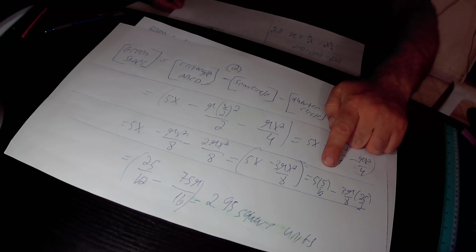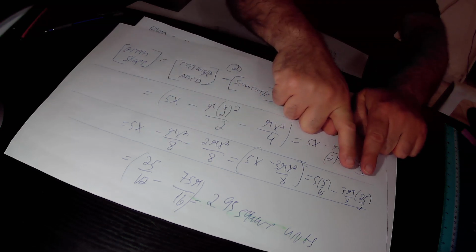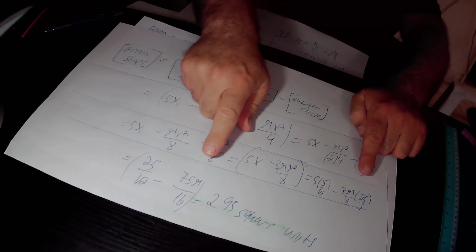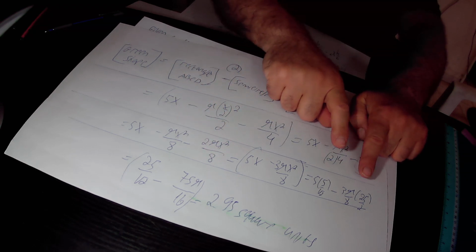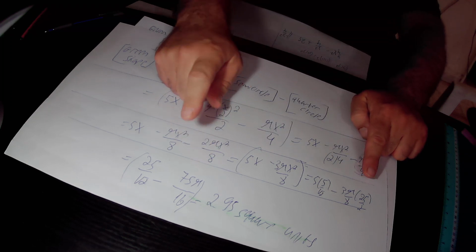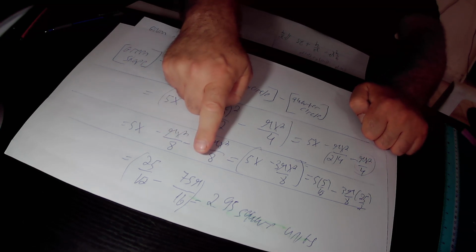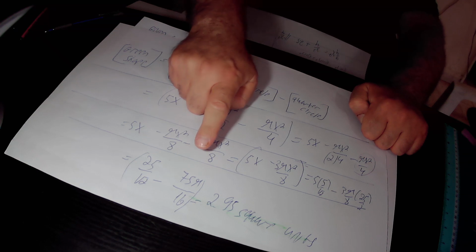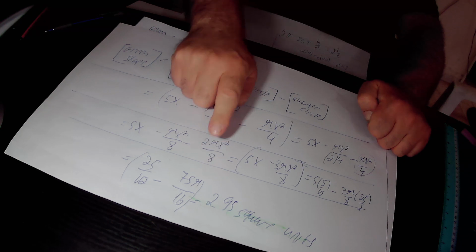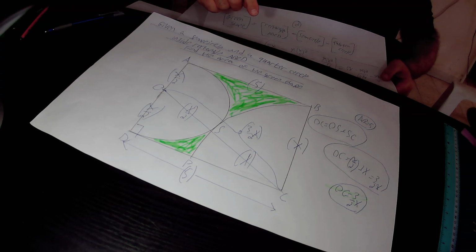5 times 5 is 25, so in total this expression equals 25 over square root of 2, and here we have minus 3 pi times 25, which is minus 75 pi, and in the denominator we have 8 times 2, that is 16. So in total this expression equals 75 pi over 16. So the green shape equals 25 over square root of 2 minus 75 pi over 16 square units. In terms of numbers, the value of this expression equals 2.95 square units. So in conclusion, the area of this green shape equals 2.95 square units.